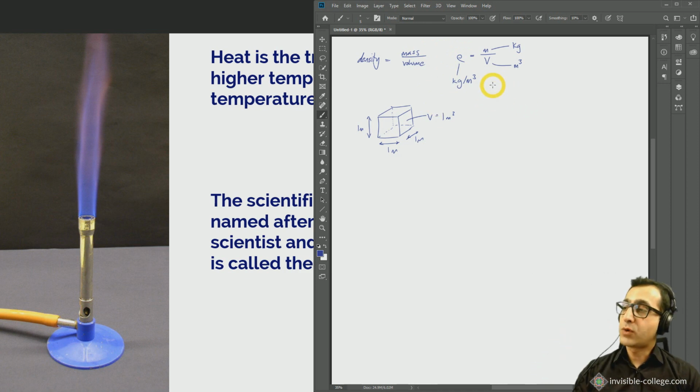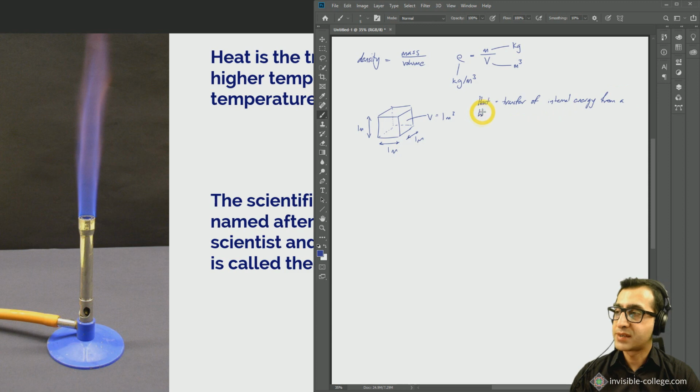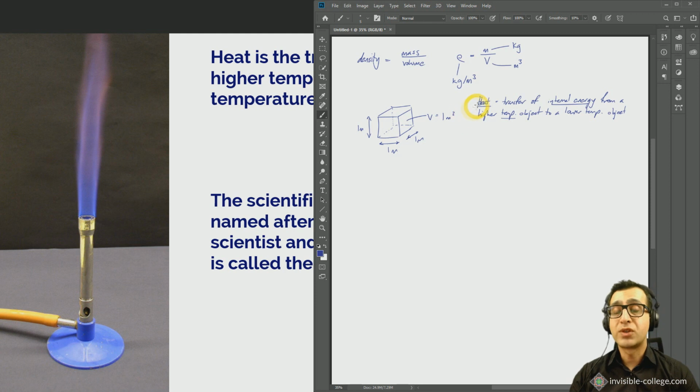So we've got heat. Heat is usually described as the transfer of internal energy from a hotter or higher temperature object to a lower temperature object. So it's a transfer of energy. We've used the terms temperature and internal energy as well as heat, so these also need a definition. Temperature is perhaps the most difficult one to define. Temperature is usually described as the degree of hotness or degree of coldness of an object.